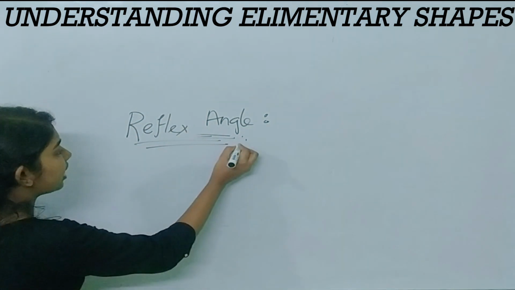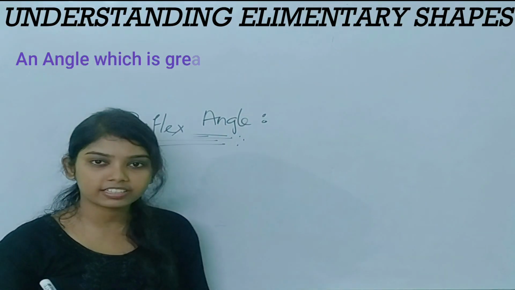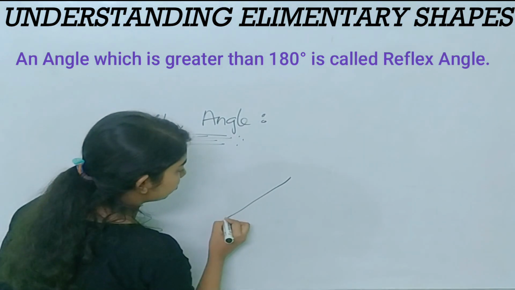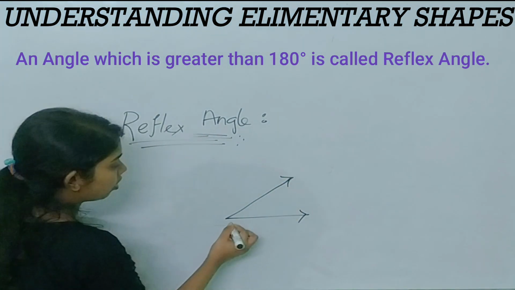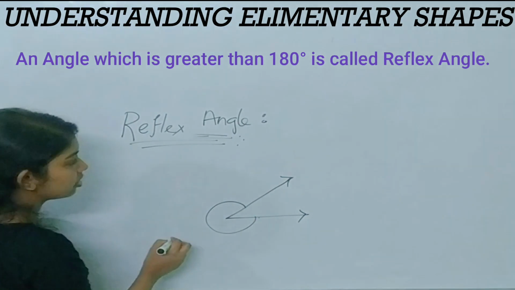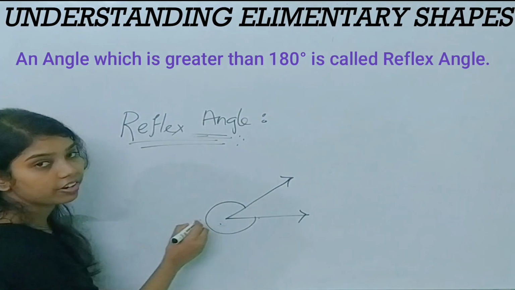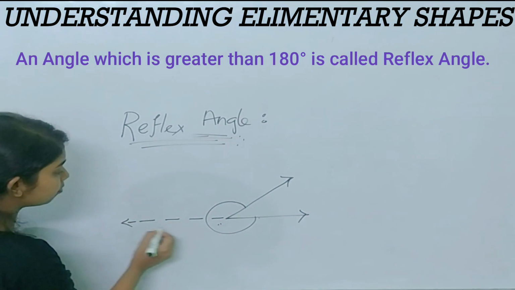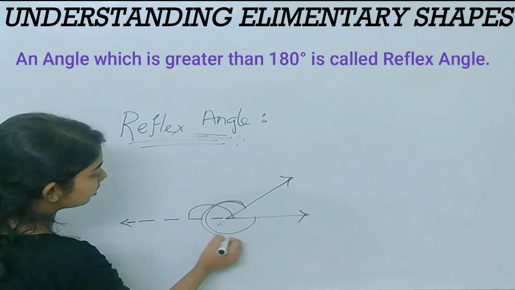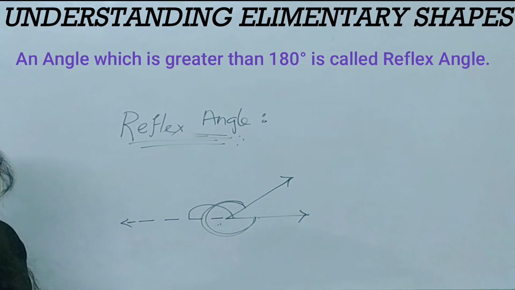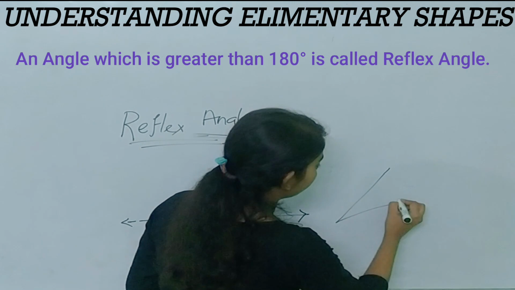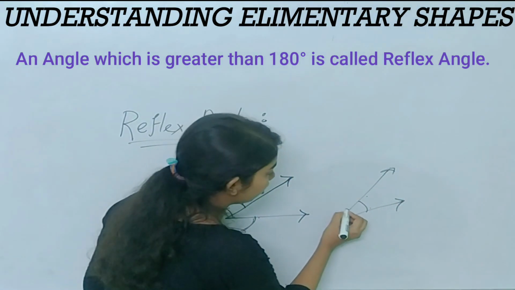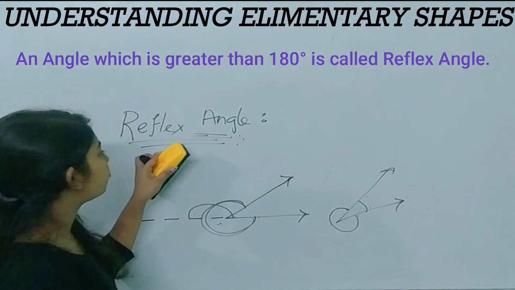So what is a reflex angle? An angle which is greater than 180 degree is called reflex angle. Like this is an angle and this angle comprises reflex angle as it is greater than 180 degree. See here it becomes 180 degree. As it is greater than 180 degree it becomes reflex angle. If we see it in this way it becomes an acute angle, but if I change the direction of the angle then it becomes a reflex angle.